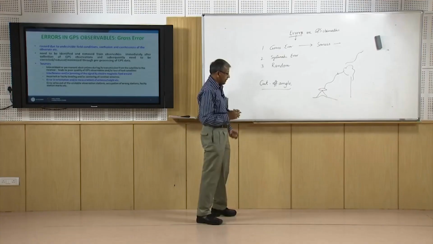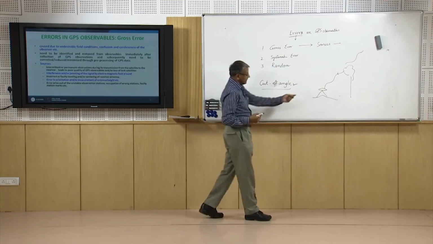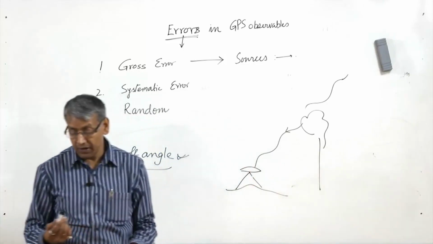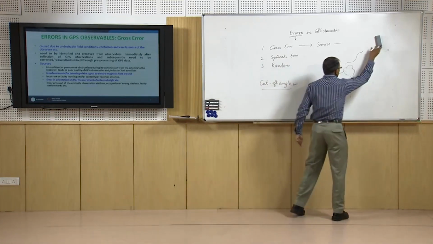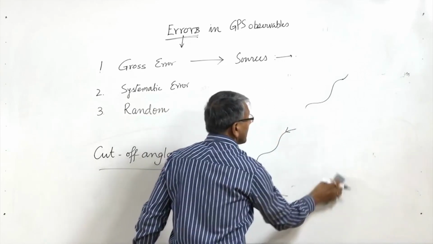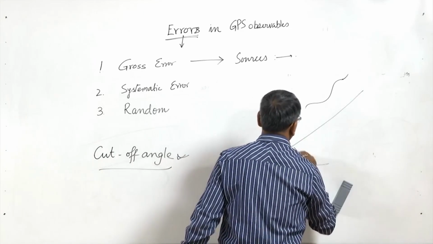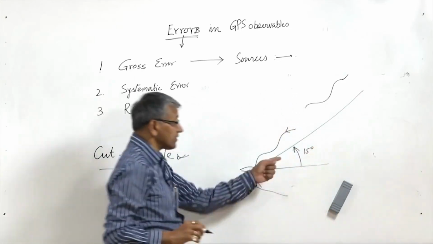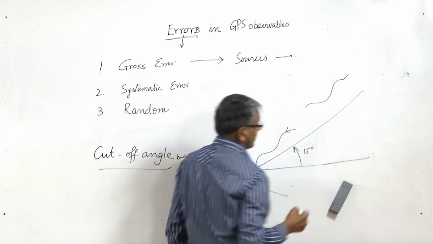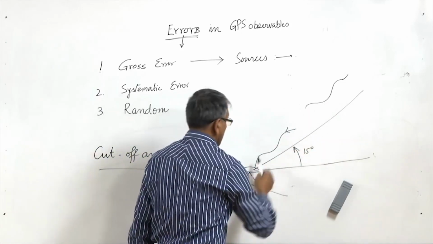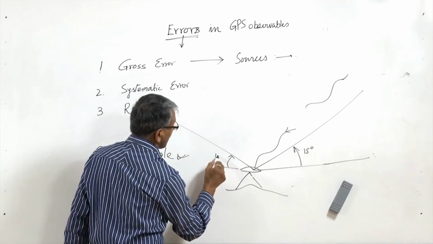Now what is cutoff angle? It is the angle which we have to provide to the receiver at the time of receiving the signal, beyond which there will not be any obstruction. Suppose the cutoff angle we have given is 15 degrees. Then we should see in the field that if we take a line at 15 degrees from the horizontal, there should not be any obstruction like this. So this is the cutoff angle.